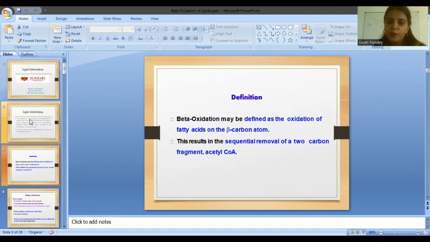Coming to beta oxidation, this is actually a sequential removal of a 2-carbon fragment as acetyl coenzyme A. A 2-carbon molecule, we have a number of lipid molecules. To understand one, we'll take an example of palmitic acid. Palmitic acid is a long chain fatty acid that contains a 16 carbon chain, and sequential removal of 2-carbon acetyl coenzyme A would take place in this.